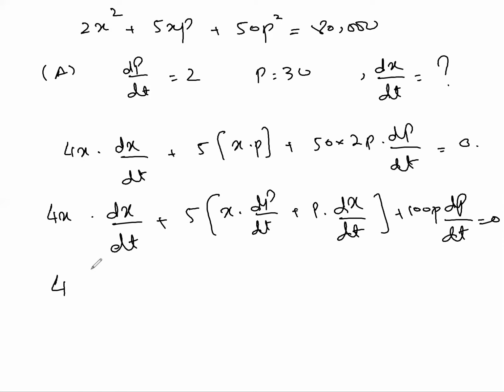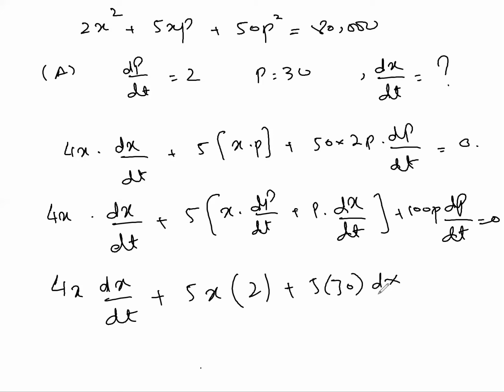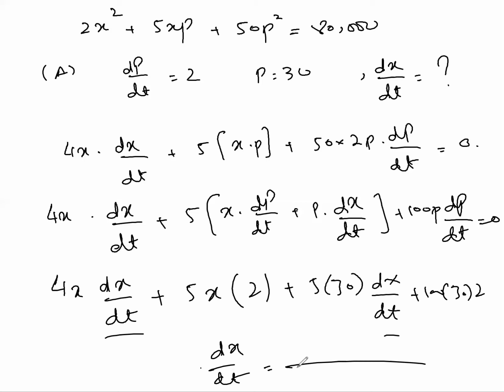4x dx by dt, which we want to find out, plus 5x dp by dt is 2, p is 30, dx by dt we want to find out, plus 100, p is 30, dp by dt is 2. So this is how we can find the dx by dt. You can take dx by dt common, you can get the expression for dx by dt.